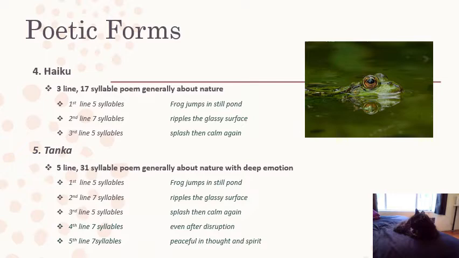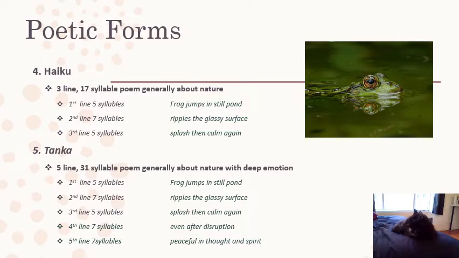The next 2 are haiku and tanka, probably my 2 favorites. They're very short, but can say a lot in just a little bit of space. Now, a haiku is 3 lines, a 17-syllable poem, generally about nature. It doesn't have to be, but that seems to be the tradition, right?